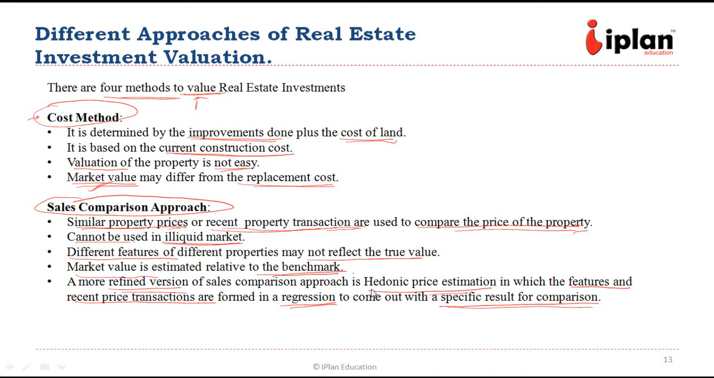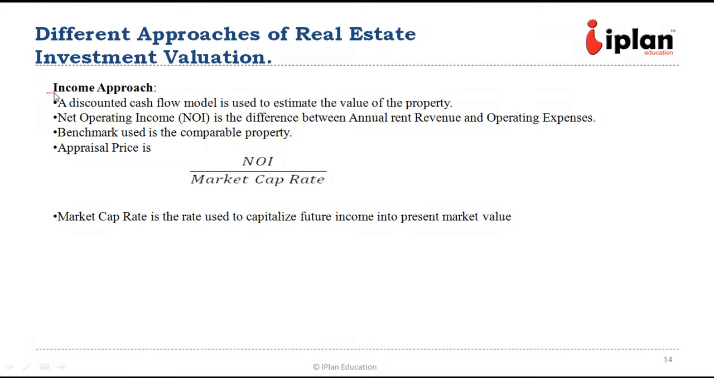Let us look at another method, which is the income approach, under which we look at the possible incomes from that property, and all those incomes are discounted to present value to estimate the value. To find the cash flow, we have net operating income, which is nothing but the difference between the annual rent revenue and the operating expenses. This difference gives us the net operating income, and then we can use it as a benchmark for another property. The appraisal price is net operating income divided by the market capitalization rate.